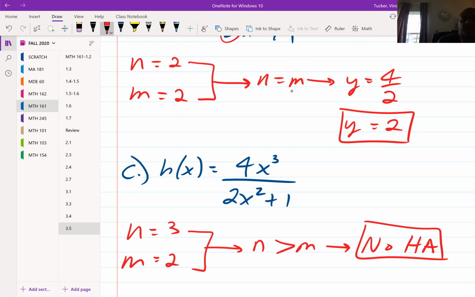So for the last one, the degree of my numerator is 3, degree of my denominator is 2. So that one, my numerator is greater than my denominator. That means that there is no horizontal asymptote. So for this one, since there is no horizontal asymptote, that will send me to the mindset of now trying to find my slant asymptote.